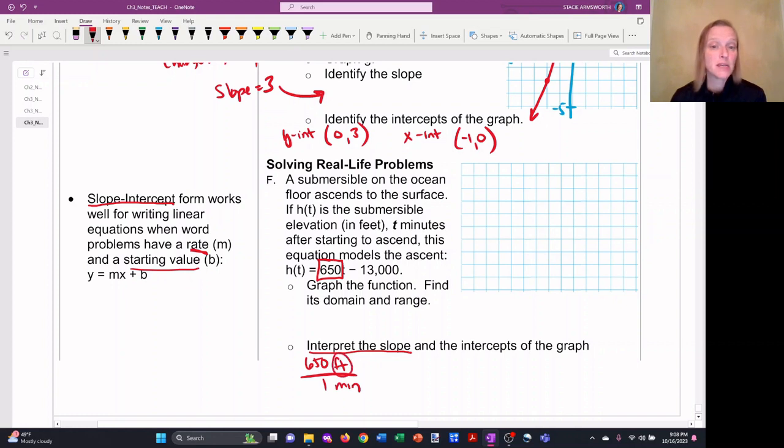Notice that a rate mixes units, feet per minute, or miles per hour, or dollars per ticket. All of those are rates because they combine different units.